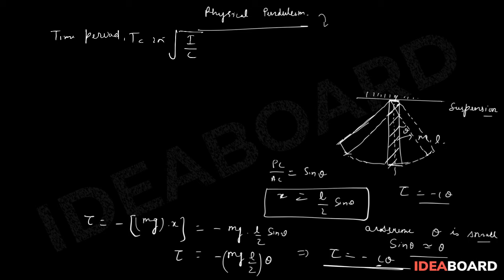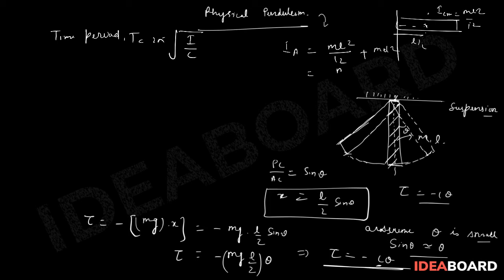So the value of I: the point of suspension was A, so IA will be ml square by 12 plus md square, because we know that in rotation the moment of inertia about center of mass will be ml square by 12, and if you apply the parallel axis theorem, then you need to use md square. Here d is equal to L by 2, so this is ml square by 12 plus m into L square by 4, which gives you ml square by 3 only.